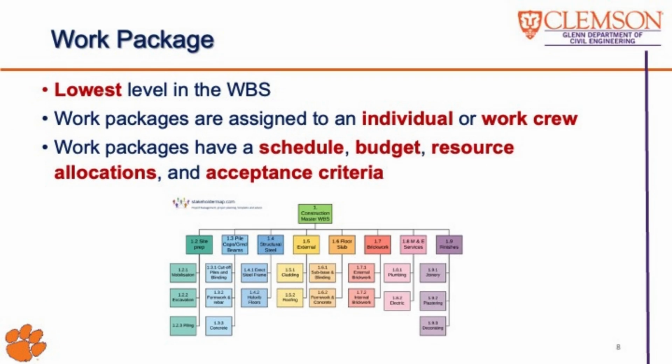The lowest level items in the WBS are called work packages. These are items that cannot be further subdivided into smaller components. Work packages are assigned to an individual or a work crew and should have a specific timeline, budget, resource allocation, and acceptance criteria. These criteria are used for approval upon completion.